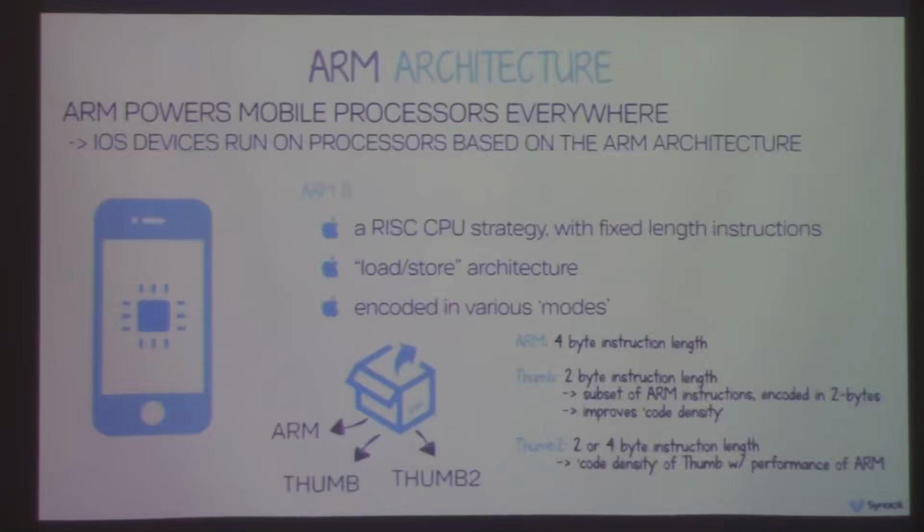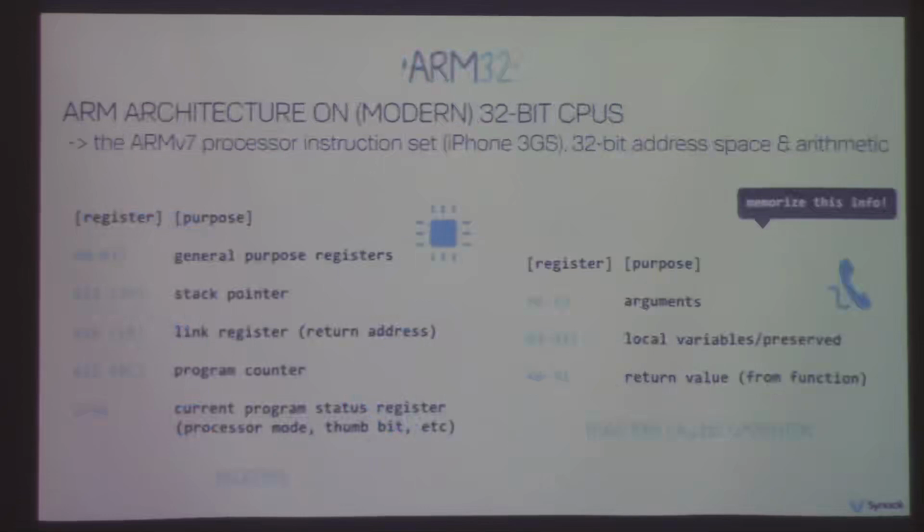The final and most recent encoding scheme is called Thumb-2. It's kind of the best of both worlds. Instructions can be 2 and 4 bytes in length. So it generally achieves the same code density as Thumb, but has the same performance as ARM as well. ARM32 is the unofficial term for ARM architecture on 32-bit CPUs, so older devices such as the iPhone 3GS.